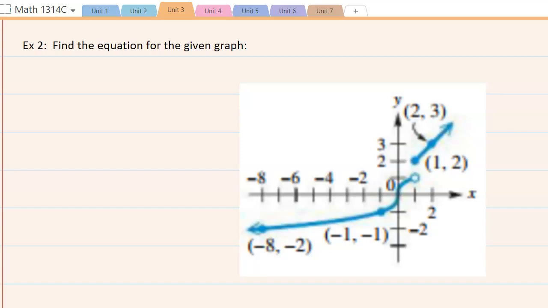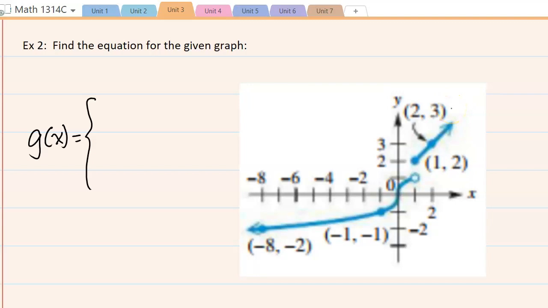This video will continue the lecture about piecewise functions. For example number 2, our job is to find the equation for the given graph. What we do notice is that we have a function g of x that has two parts to it. One part we can see right here, and the other part we can see over here.